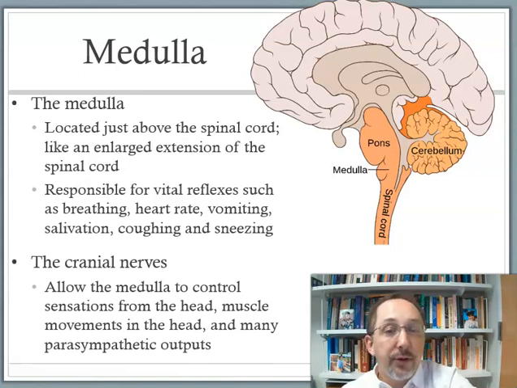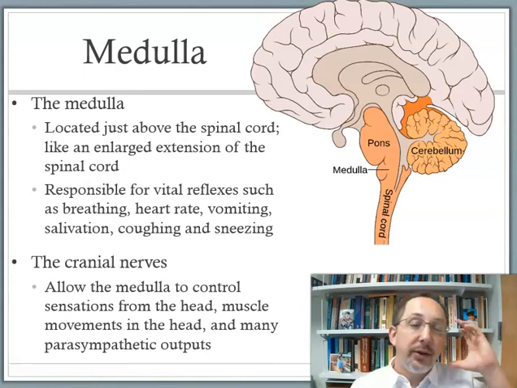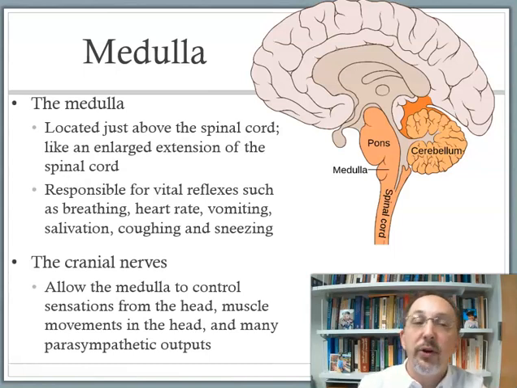You also have your cranial nerves. Well, our cranial nerves are something we'll get into, but you have these controls for the head, your muscle movements, and a number of outputs. So you've got cranial nerves that are connected directly to these deep parts of the brain. In fact, the majority of the cranial nerves, the majority of these peripheral nervous system connections that connect directly to the brain, connect here at the medulla, the pons, somewhere deep. Not all of them, but many.